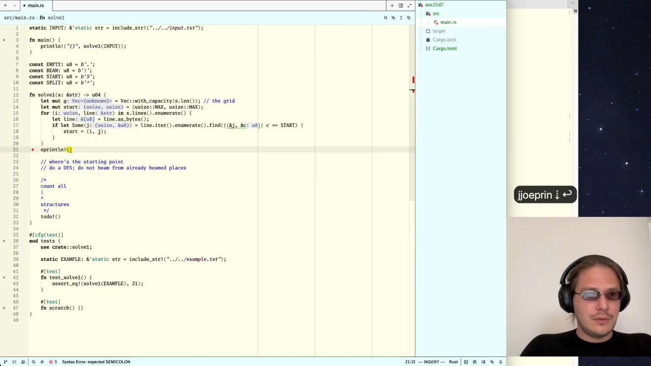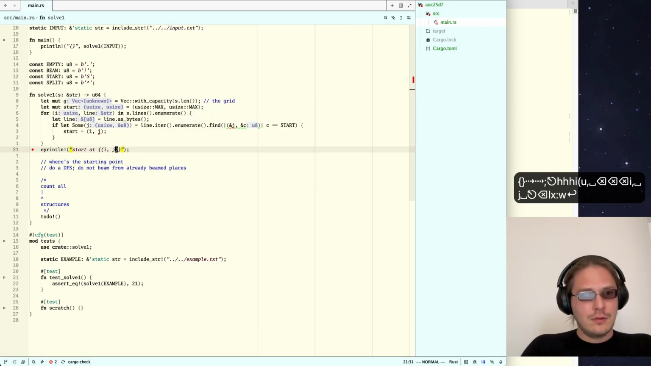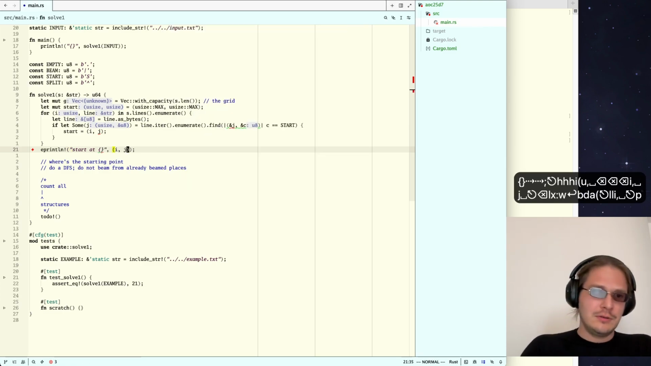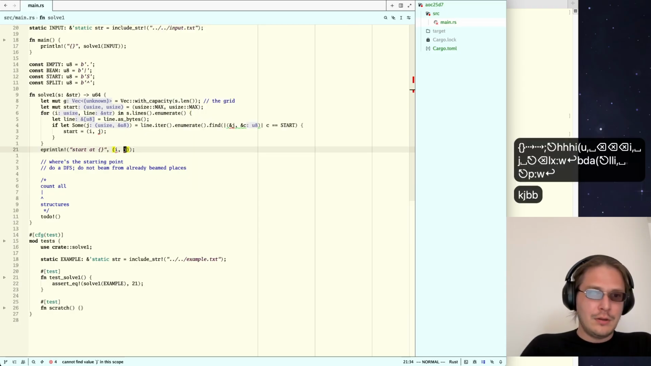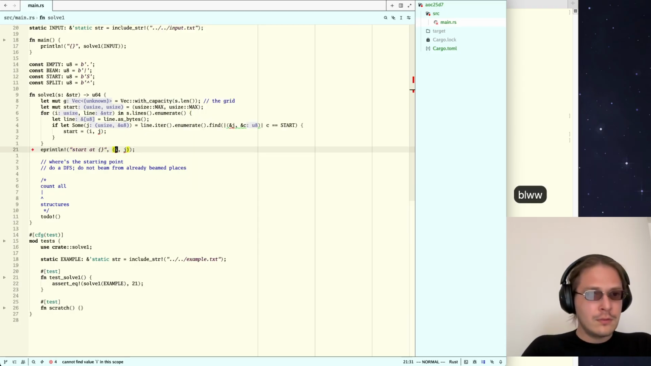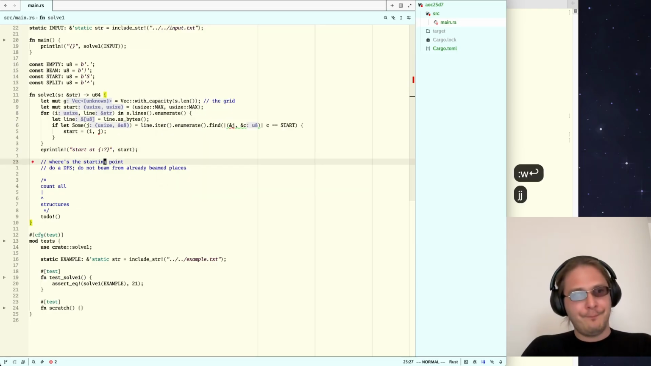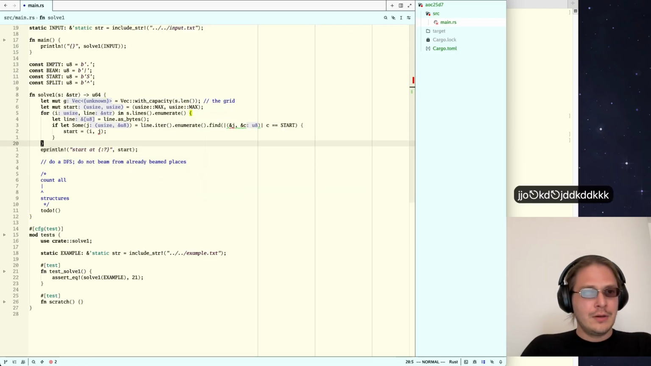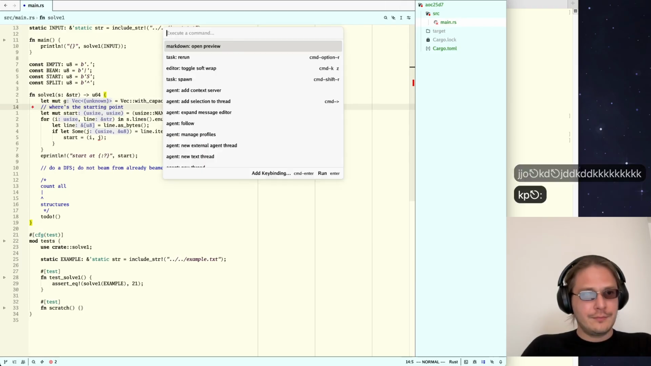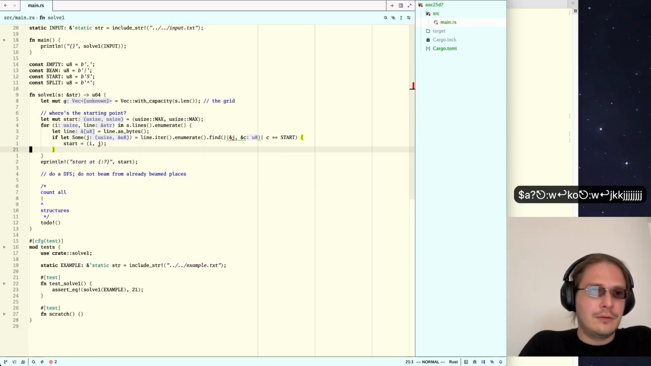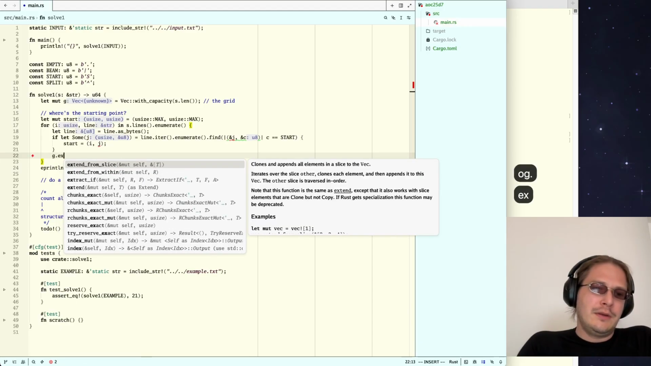And let's answer our question. Start at ij. Oh no, it's not an expression. Yeah, but that will do. No, start. Okay, this needs to be a debug print. Yeah. So, where's the starting point? Let's also populate the grid. So the grid is extended.